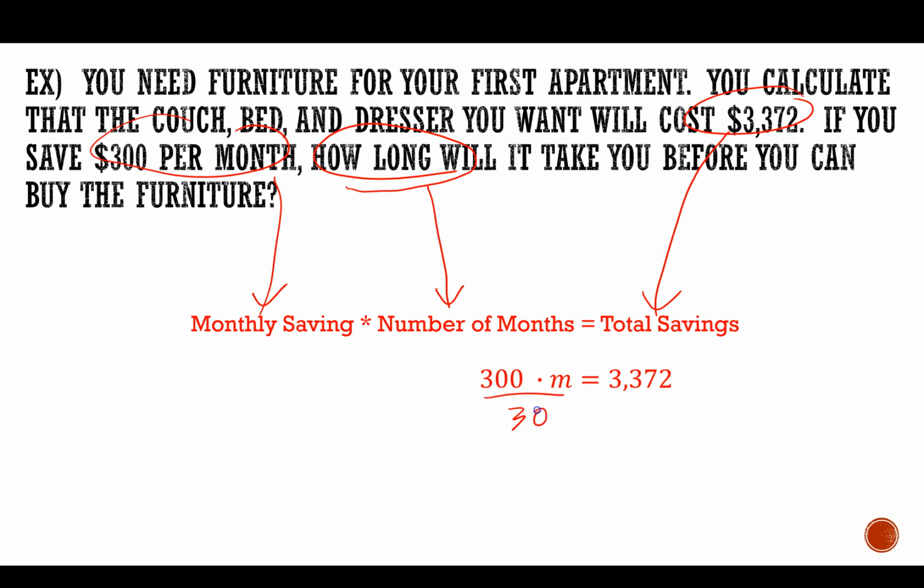Let's just divide both sides by 300 like this. The 300s will cancel out over there, and I get M equals 11.24. Now, decimal amounts on months or time is kind of a weird thing, right? What exactly is 11.24 months? Well, that's probably like 11 months and a week or something, right?